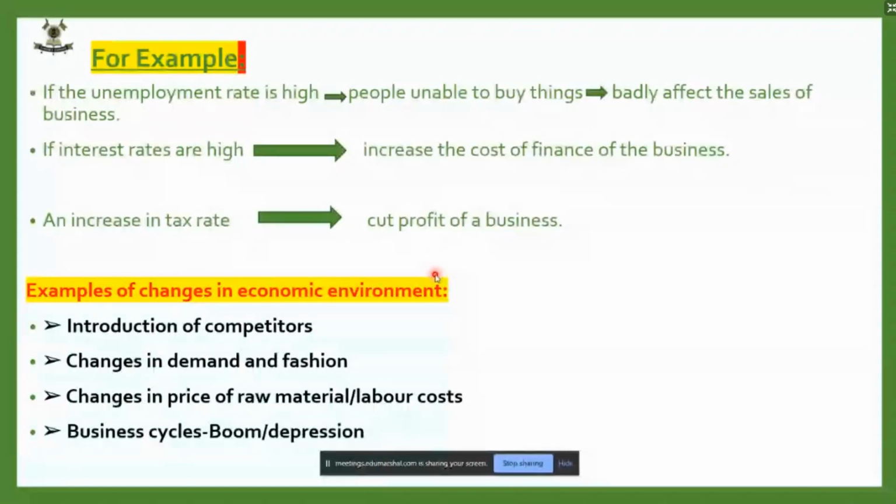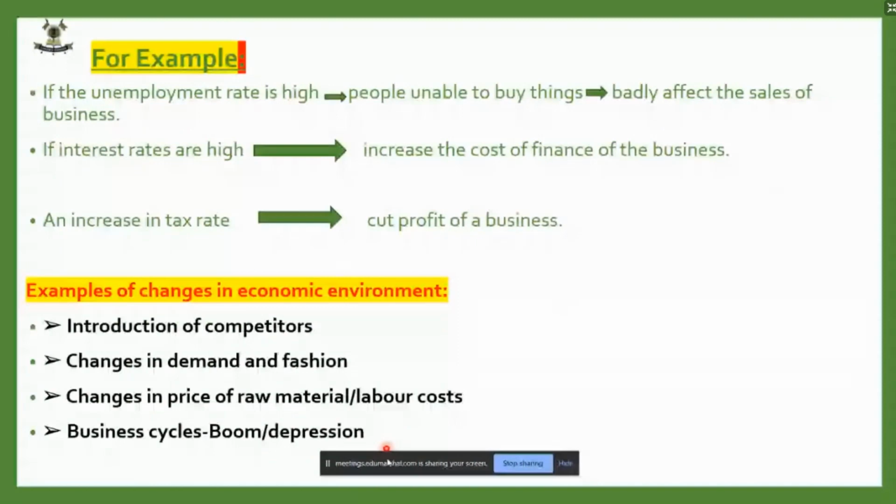See, if the taste of the people is changing, that's social. But if the demand for the product is changing, that is economic. Change in the price of raw material, price is changing, again, economic part. Business cycles. Now, some children might not know these words. What do the words boom and depression mean? In economics, you'll be very well versed, and these are words which are going to be frequently used: boom or depression.